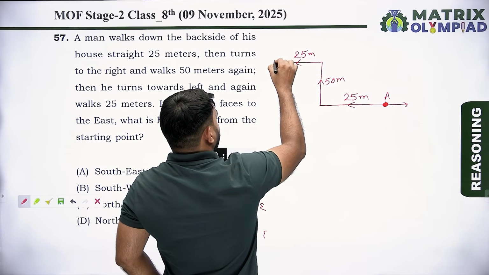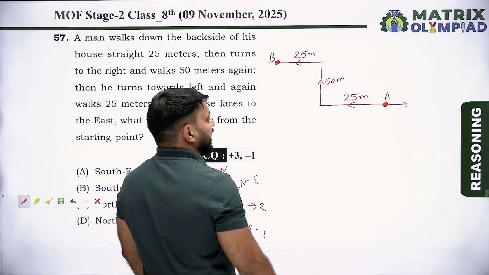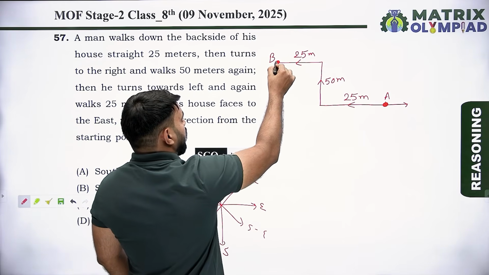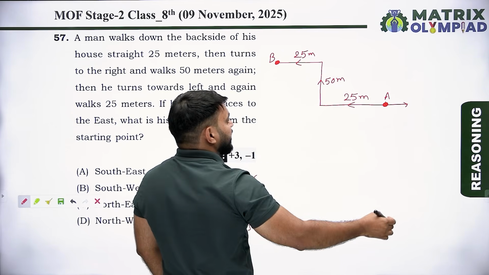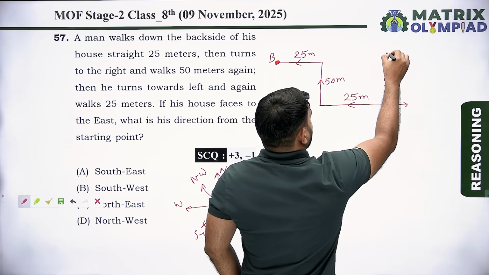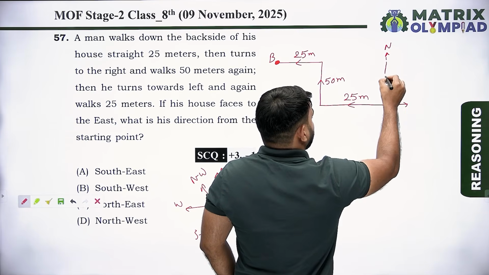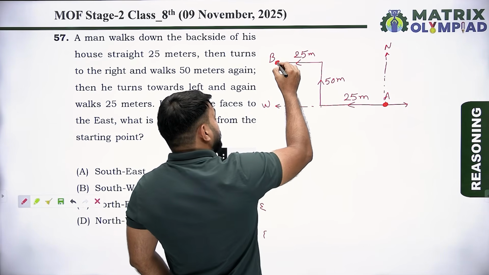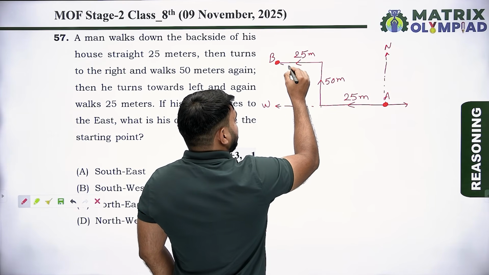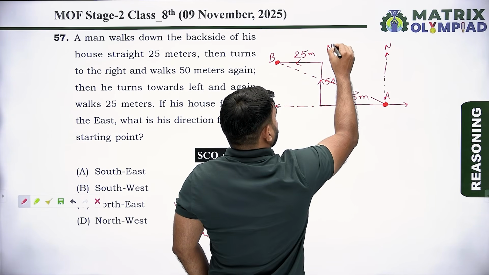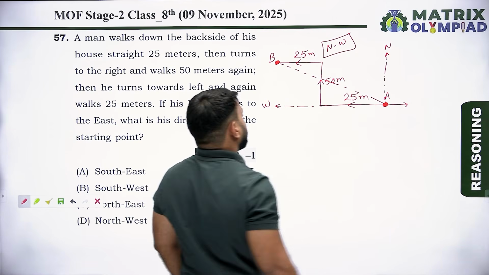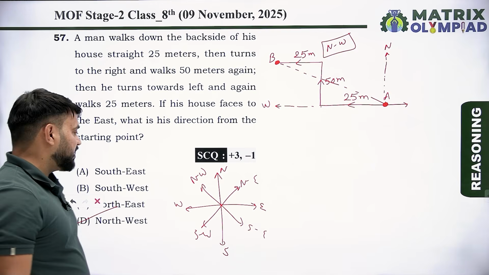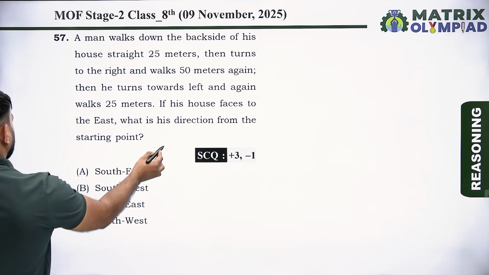Let's suppose B is the final point of the man and A is the starting point of the man. So now find the direction of B from the starting point A. So this is the north direction of the starting point and this is the west direction of the starting point. Now B, the final point, is in the northwest from starting point A. So here northwest is the correct answer. It means option D is the correct answer of this question. Let's move on to the next question.